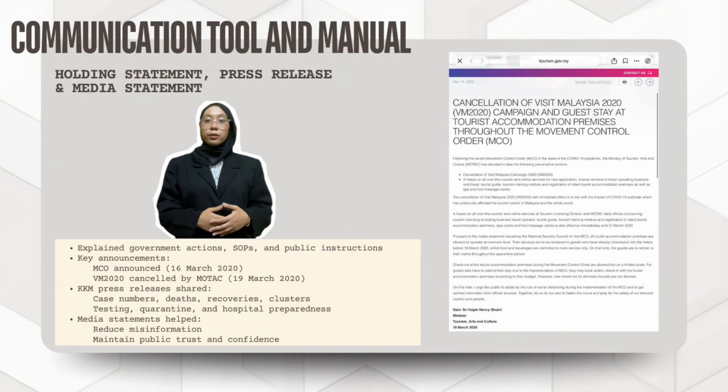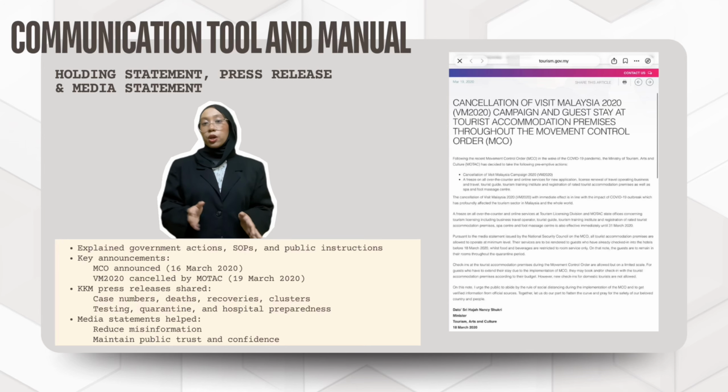After the initial holding statements, the Malaysian government used press releases and media statements to provide detailed updates on COVID-19. These tools help explain government actions, guide public behavior, and maintain transparency. For example, on March 16, 2020, the Prime Minister announced the movement control order via a press release, informing the public about the seriousness of the situation and the instructions to follow.